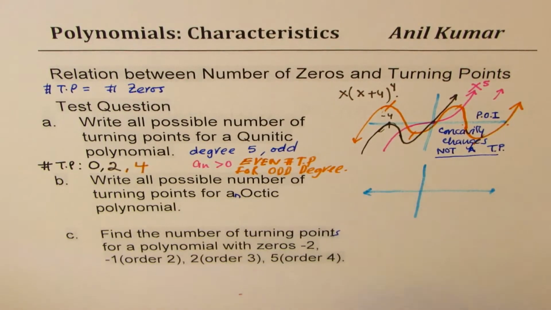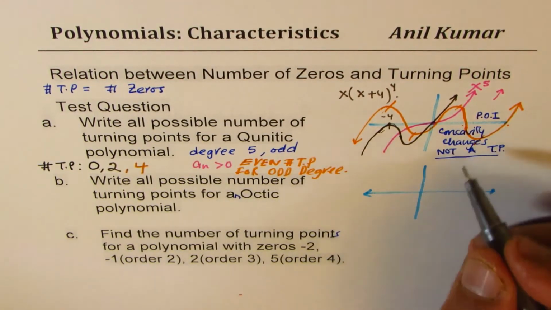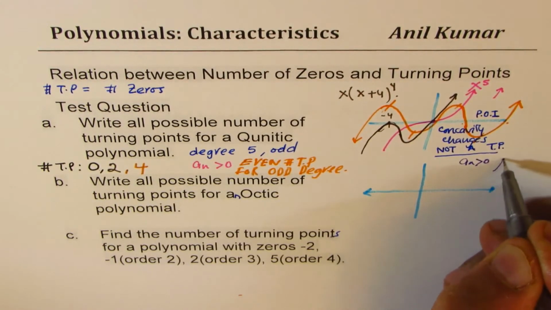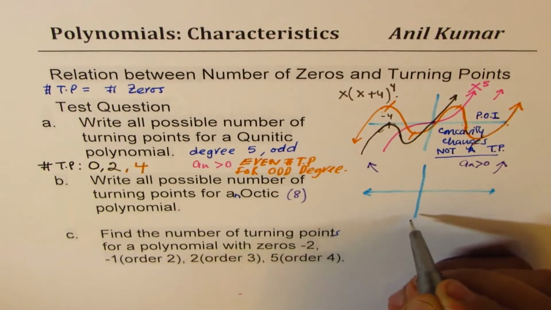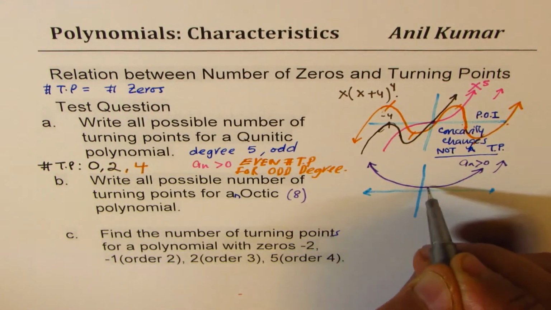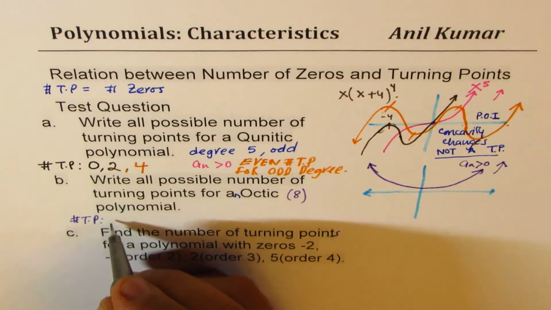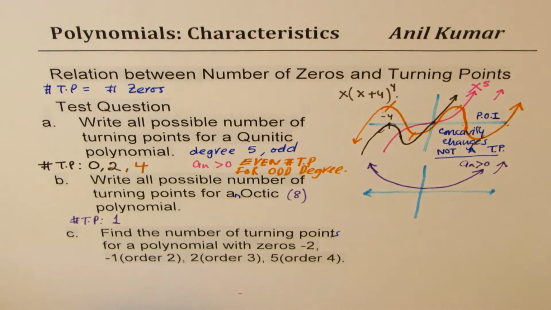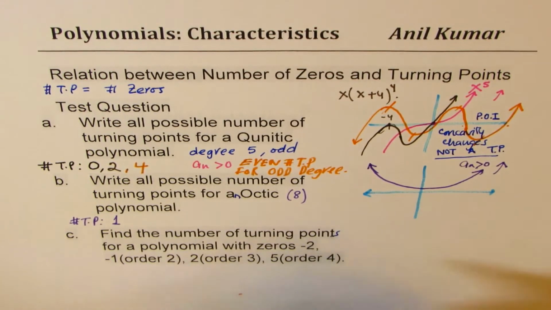So I hope you can write down the answer now. We'll again assume leading coefficient to be positive. Okay, so if I say an is greater than 0, right side is up, degree is 8, both same ends, correct? So if I move from here to there, I have to turn at least once. So number of turning points now cannot be 0 as it was last time. Minimum is 1. You get the idea, right? It could have 0 x-intercepts. However, there is at least one turning point.